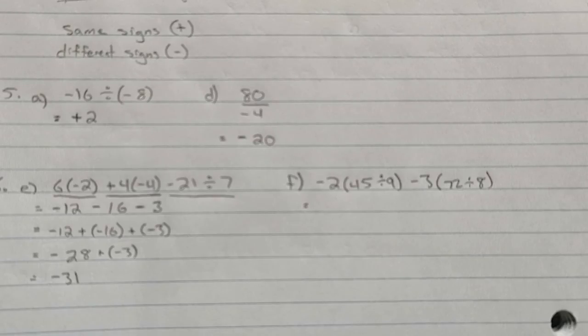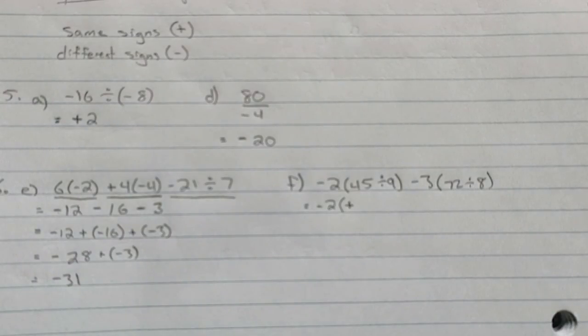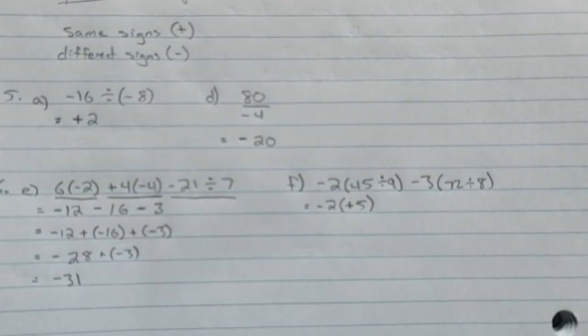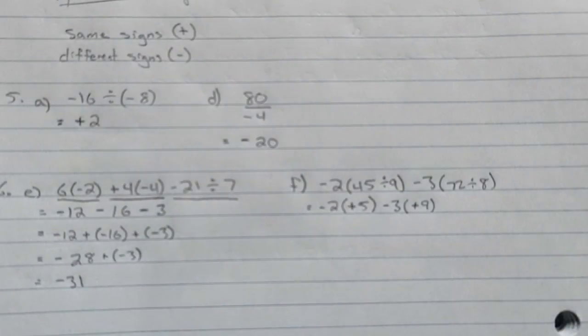45 and 9 both have the same sign. Positive, so our answer is going to be positive. I'm going to put the positive sign down here for good measure. 45 divided by 9 is going to give us 5. Negative 2 times positive 5 now. We have our minus 3. Do the work inside the next bracket. 72 divided by 8. Signs are both positive, so I'm going to have a positive result. And 72 divided by 8 is 9. There we have our brackets taken care of.